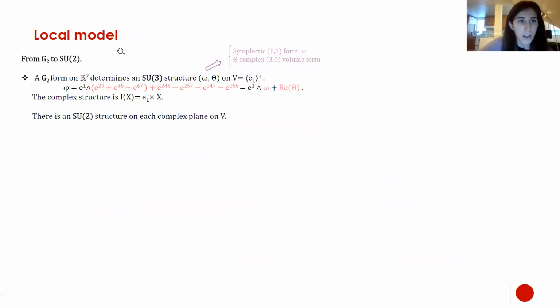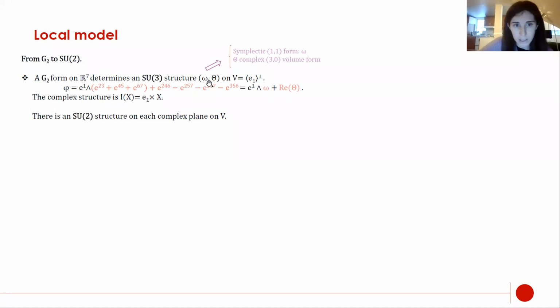So first of all, to view the local model, one has to view SU2 as a subgroup of G2. We will do this in two steps. First of all, whenever we have a G2 form on R7, it determines an SU3 structure on the orthogonal space of a vector.